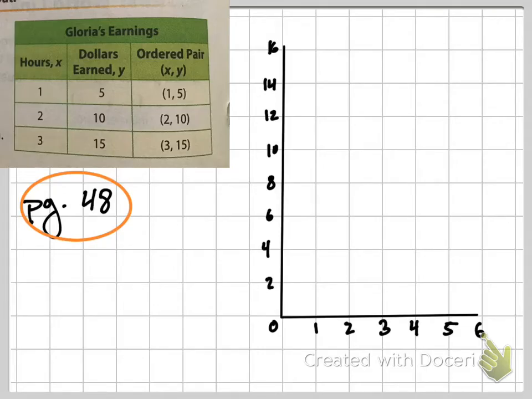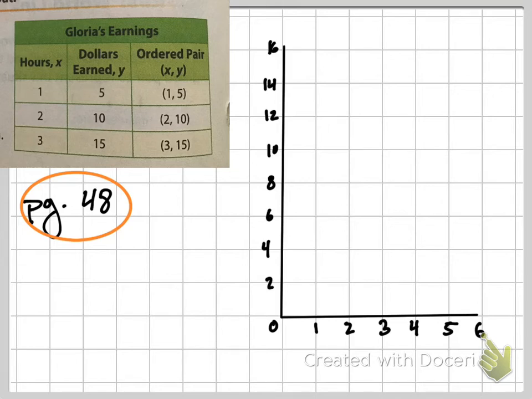So now I want you guys to go to page 48. Now we can work together here. This is problem B. The table shows Gloria's earnings for 1, 2, and 3 hours. The table also lists this information as ordered pairs. So it wants you to graph the ordered pairs and describe the pattern.